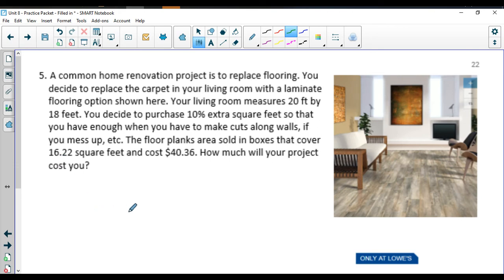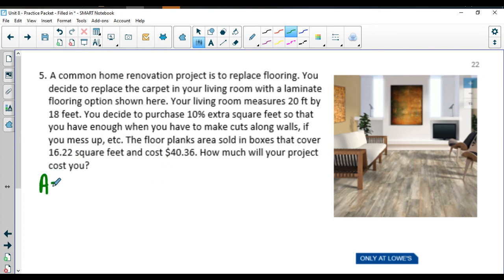For question number 5, a common home renovation project is to replace flooring. You decide to replace the carpet in your living room with a laminate flooring option shown here. Your living room measures 20 feet by 18 feet. You decide to purchase 10% extra square feet so that you have enough when you have to make cuts along the walls, if you mess up, etc. The floor planks are sold in boxes that cover 16.22 square feet and cost $40.36. How much will your project cost you?